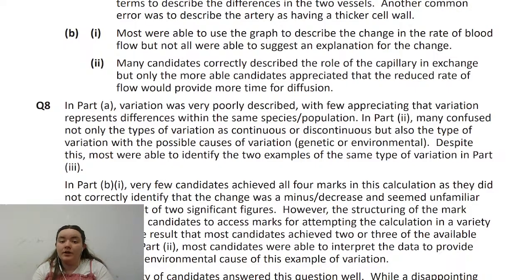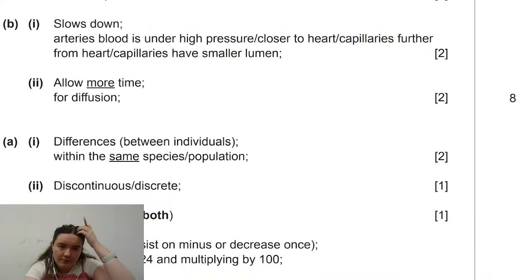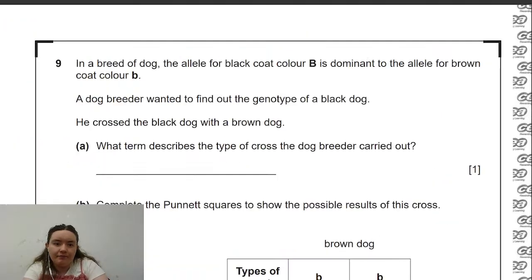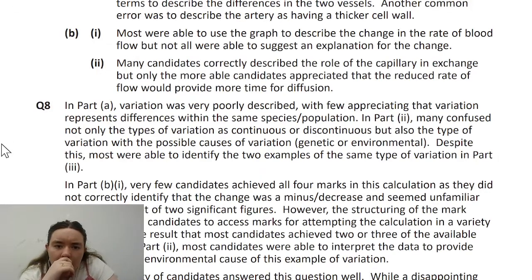And then a discontinuous variable is like yes or no. I can or I cannot roll my tongue. I have brown... well, no, that's a bad one. I have 5 fingers on each hand, or I don't. That's discontinuous, where it can be yes or no, or only a discrete number of possibilities, whereas continuous could be anything. Okay. Anything else? Despite this, most were able to identify the examples.